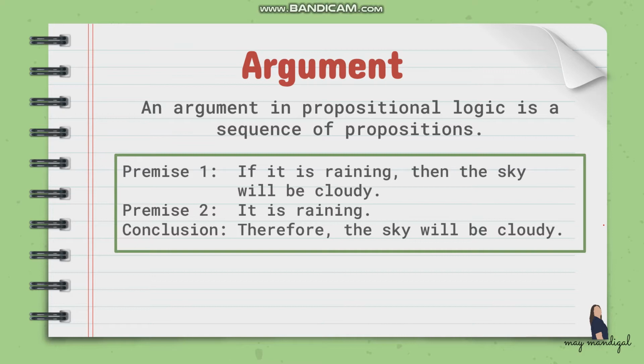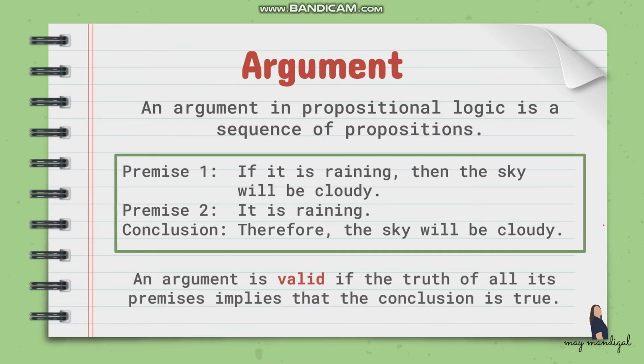Premise 1: if it is raining, then the sky will be cloudy. Premise 2: it is raining. Then there is now a conclusion: therefore, the sky will be cloudy. So this is an example of an argument. In an argument, you should have premises and it should be followed by a conclusion.